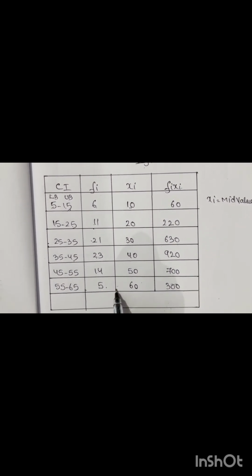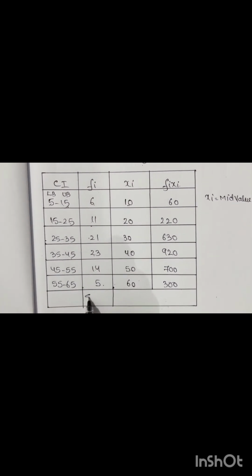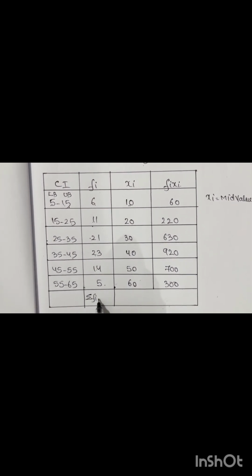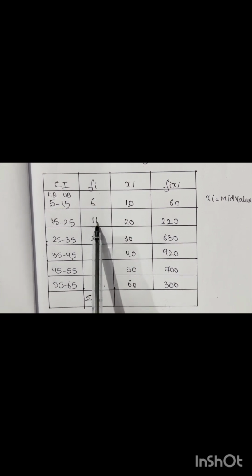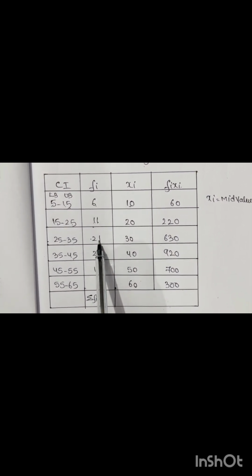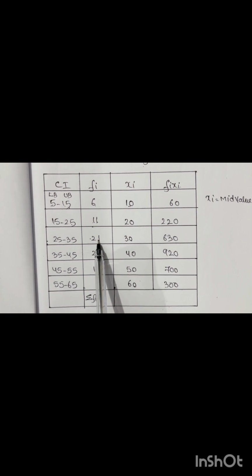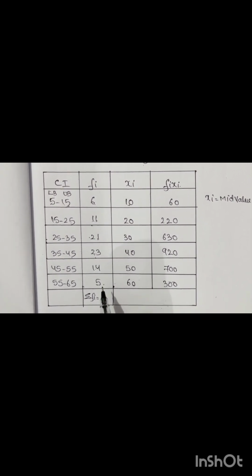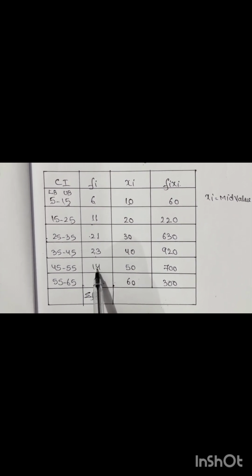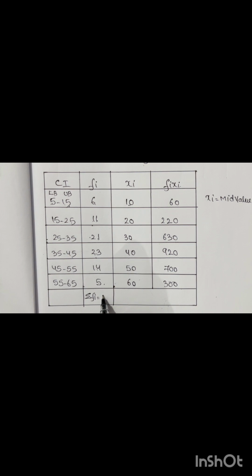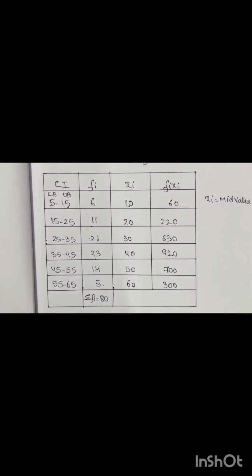Now just add all of this, summation of fi. 6 plus 11, 17. 17 plus 21, 38. 38 plus 23, it will be 61. 61 plus 14, 75. 75 plus 5, 80. We got summation of fi.